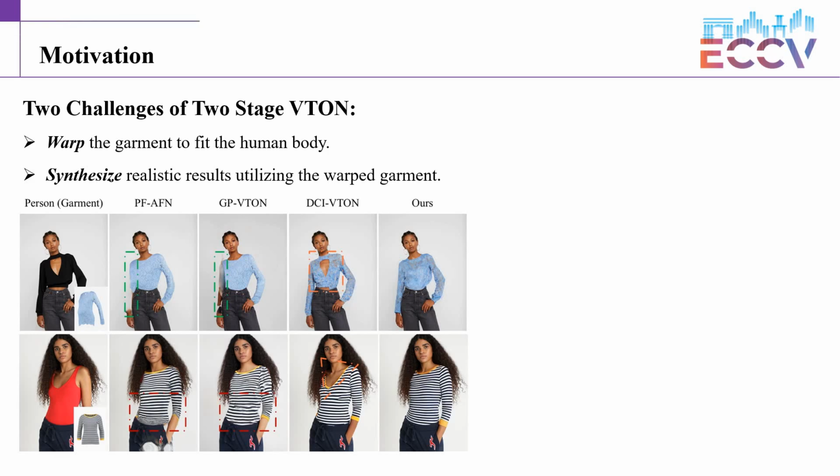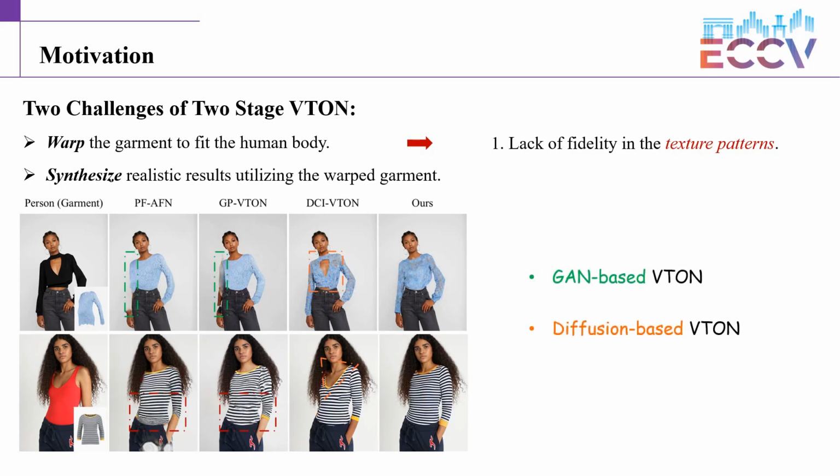The VTON task has two main challenges. First, warp the garment to fit the human body. Existing methods mainly focus on global alignment, neglecting local semantic changes during deformation, which affects texture fidelity, red box. Second, synthesize realistic results using the warped garment. Diffusion models, unlike GAN-based methods, green box, use conditional guidance for stable training and broader domain knowledge, leading to high-quality results. However, current methods train denoising and inpainting paths with different inputs, relying on ground truth similarity, which introduces learning ambiguity and affects reconstruction accuracy, orange box.